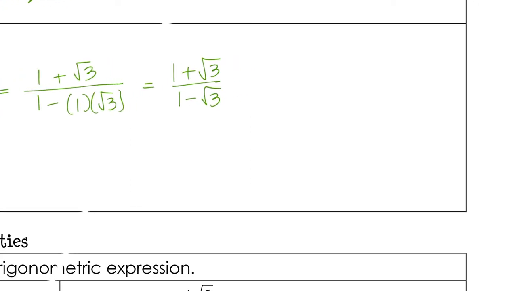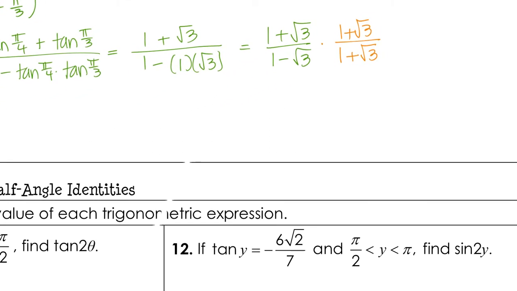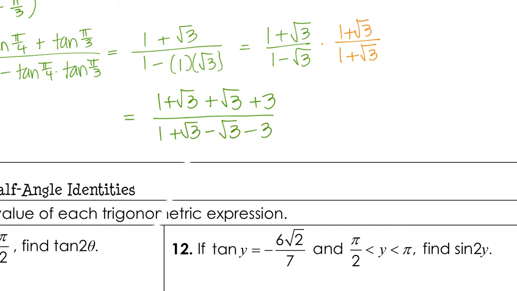Then just like we did before, we need to multiply by its conjugate. So since it has 1 minus, we're going to multiply by 1 plus square root of 3. Let's FOIL this out. 1 times 1, then 1 times square root of 3. And then square root of 3 times 1, square root of 3 times square root of 3. Then same thing to the bottom. 1 plus square root of 3 minus square root of 3 minus 3. In the denominator, those two terms cancel out, which is good.